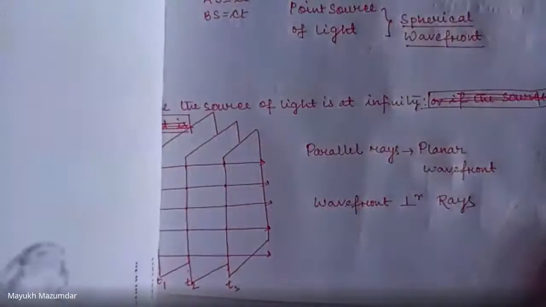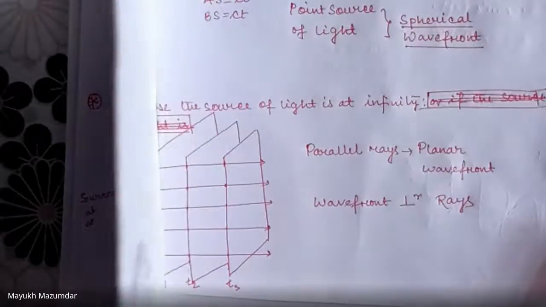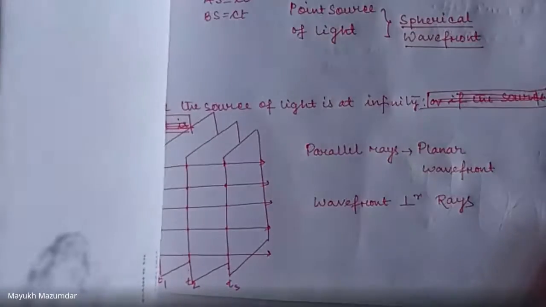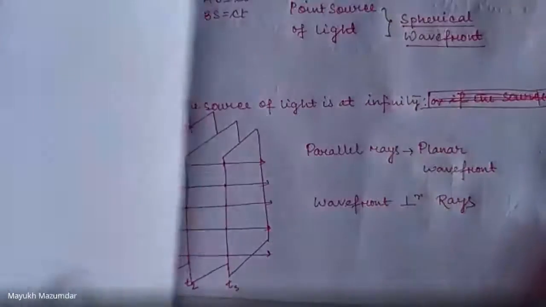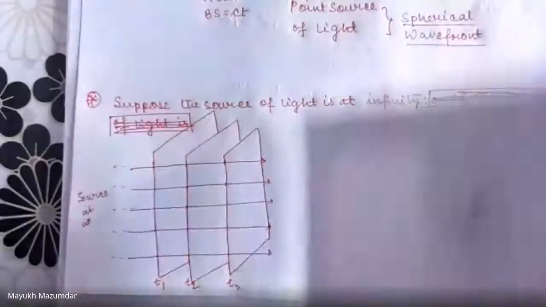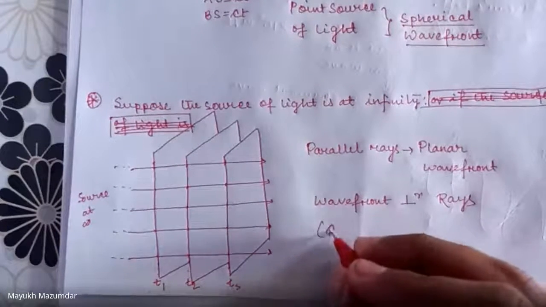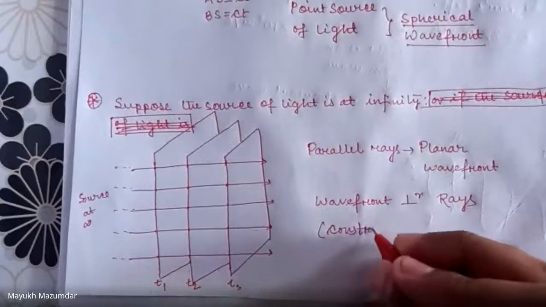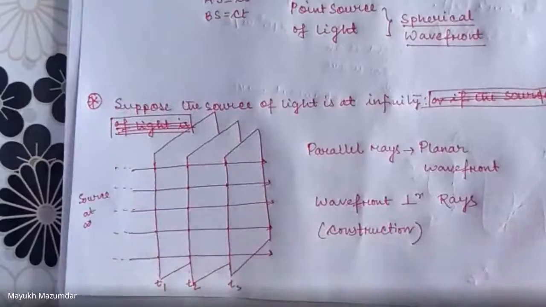Clear? So if you want to construct rays and wavefronts, you have to keep in mind that the wavefront and the rays would be at right angles. But that doesn't mean they are moving at right angles. Wavefront is also moving this way, rays are also moving this way. So this is for your construction purpose, if you want to construct a wavefront out of rays.